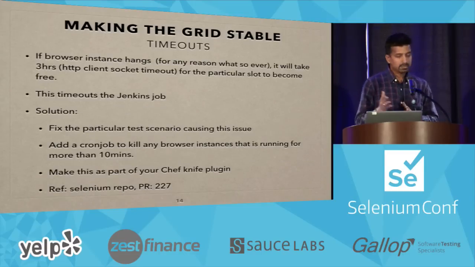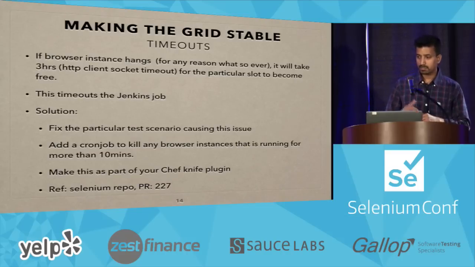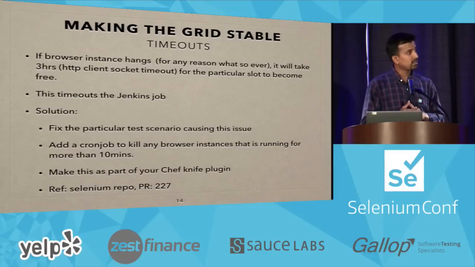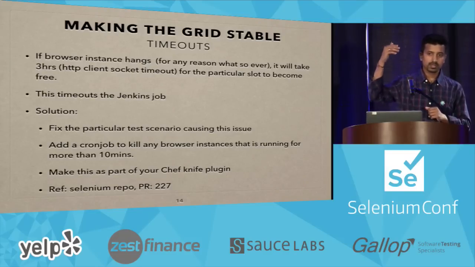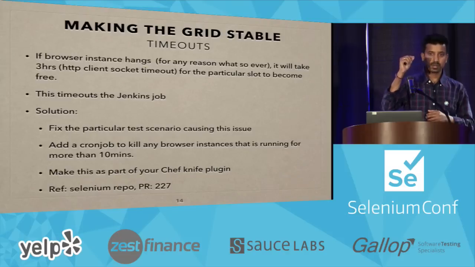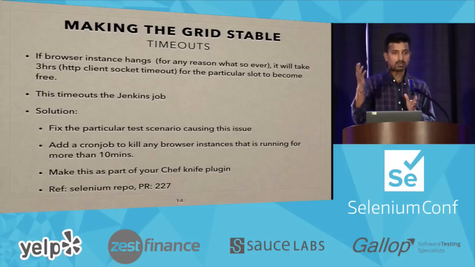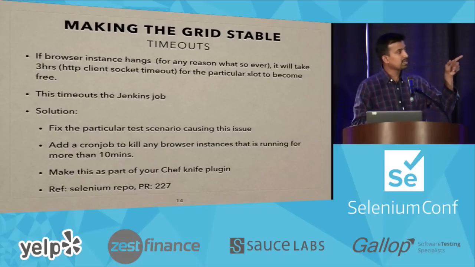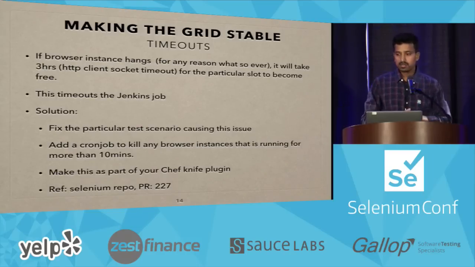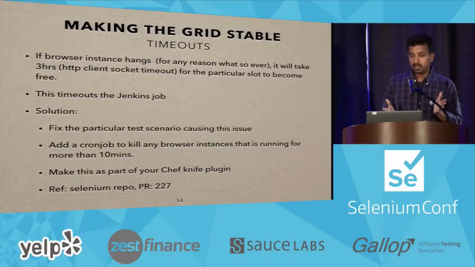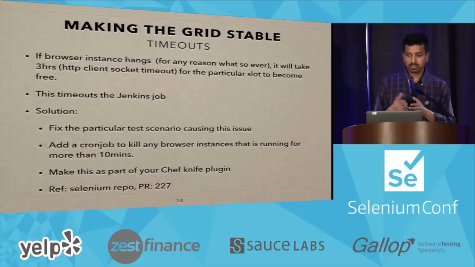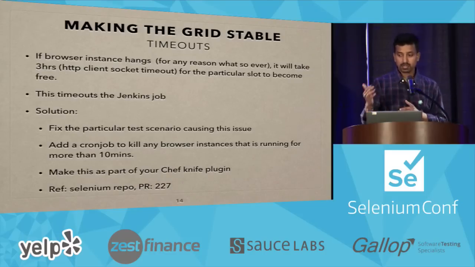Again, timeout. Yesterday, even Kevin wrote about this in the workshop. If a browser instance hangs for any reason whatsoever, it will take 3 hours for that particular slot to become free. You could see in the grid page that the slot is grayed out even though all the tests are completed, but your job is still waiting, saying, I haven't heard from them. That 3 hours is actually the HTTP client socket timeout, and the solution is to see which case is failing, which case is running into these kinds of issues, and if it's consistent, fix that particular test.